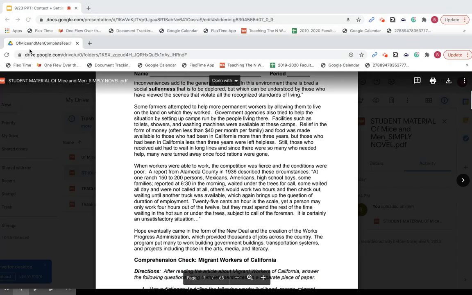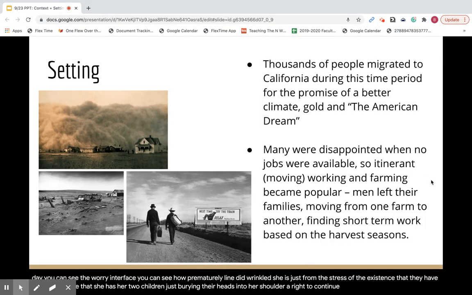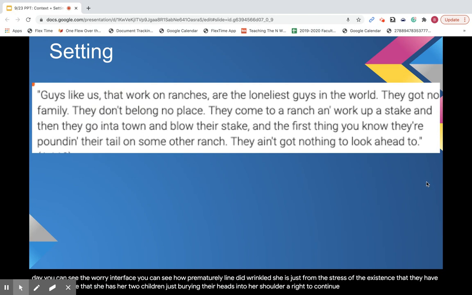All right. To continue, there are a few quotes, just a few teasers from Of Mice and Men that I'm going to draw your attention to.